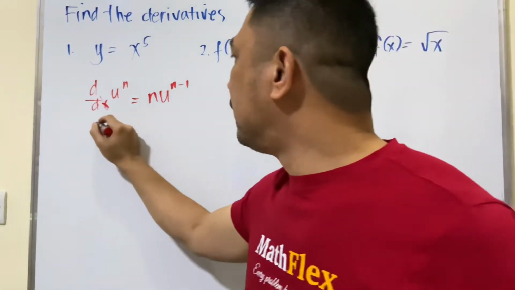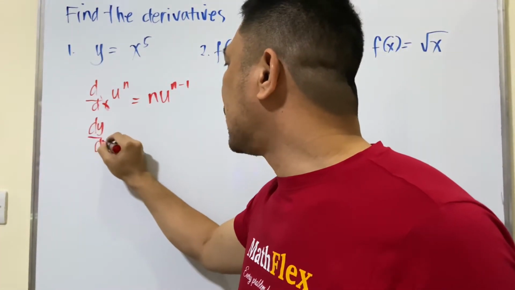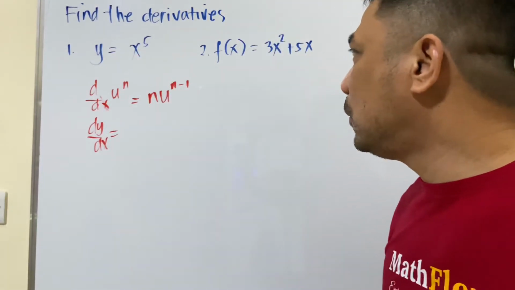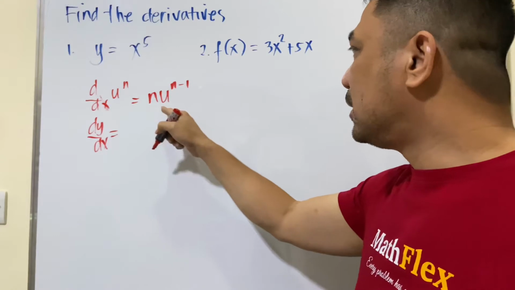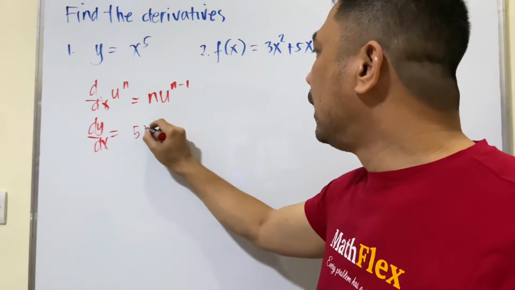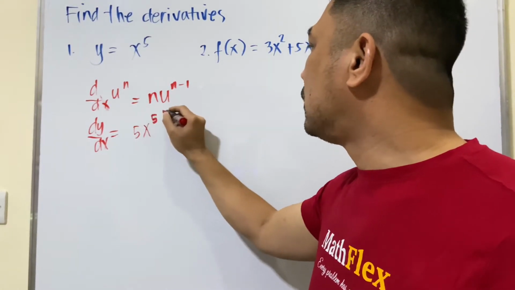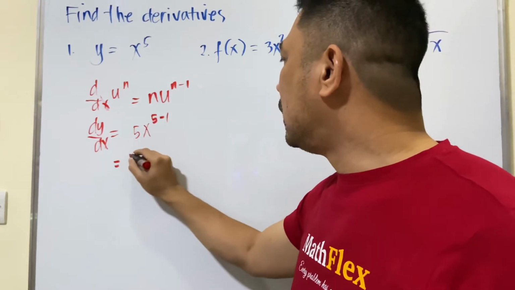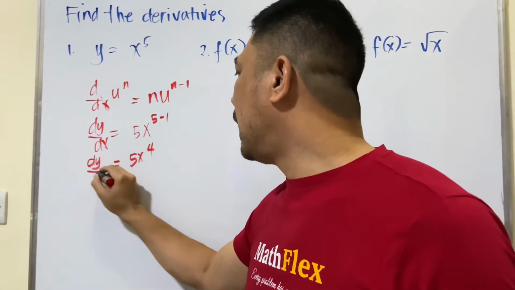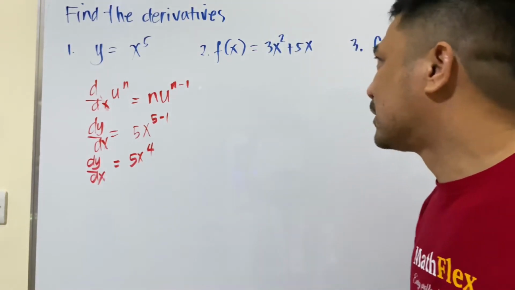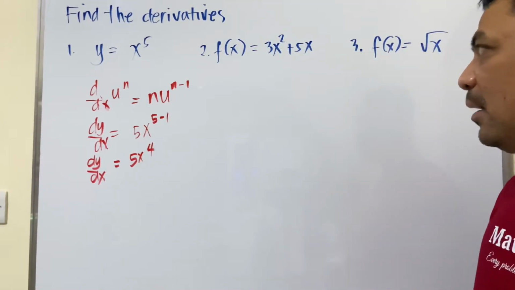So dy over dx here is equal now to, applying this formula, you have 5x raised to 5 minus 1, so this will be 5x raised to 4. So this is our dy over dx.